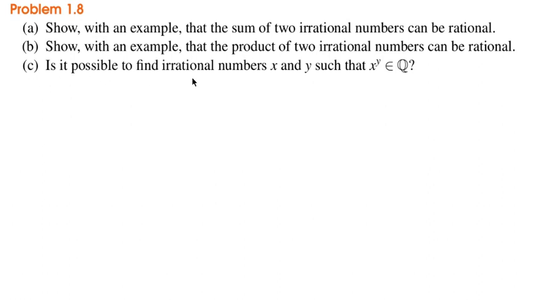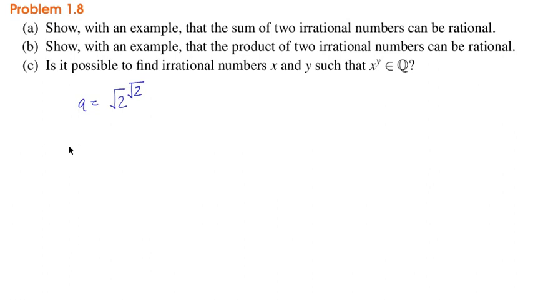Is it possible to find irrational numbers x and y such that x to the y is a rational number? This is kind of tricky, and I would encourage you to try and find these numbers by yourself before looking at the solution. Well, in general, try to solve these problems by yourself before looking at the solution, right? But one example to do this is, if you think about this number, a is the square root of 2 to the square root of 2 power.